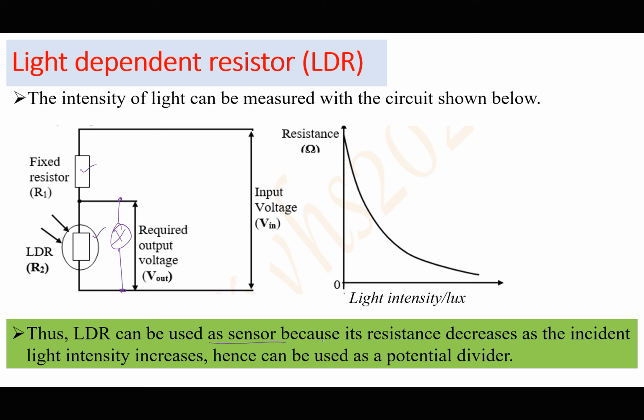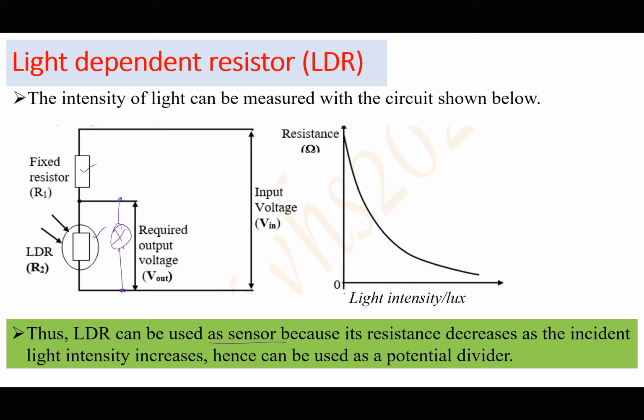So the switch which turns on the lamps could be connected across the fixed resistor, or it can also be connected across the LDR, so that when the PD across the LDR falls below a certain value, the switch turns itself on to turn on the security lights. So it will be acting as a sensor, turning on and off depending on the light intensity falling on the LDR. So the LDR can be used as a sensor because its resistance decreases as the incident light intensity increases.